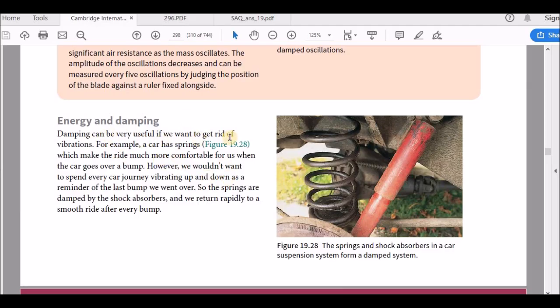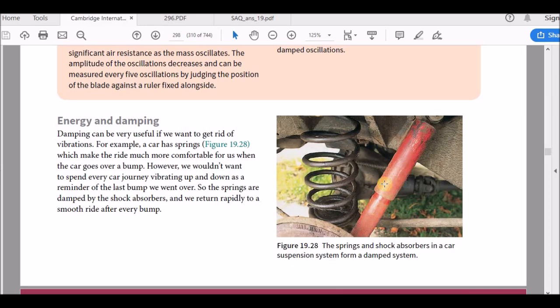Damping can be very useful if you want to get rid of vibrations. For example, a car has springs which make the ride much more comfortable for us when the car goes over a bump. However, we don't want to spend every car journey vibrating up and down as a reminder of the last bump we went over. So the springs are damped by the shock absorbers. Here also it is not explained correctly. They identify this as the shock absorber. This is not the shock absorber, the spring is the shock absorber. And we return rapidly to a smooth ride after every bump.